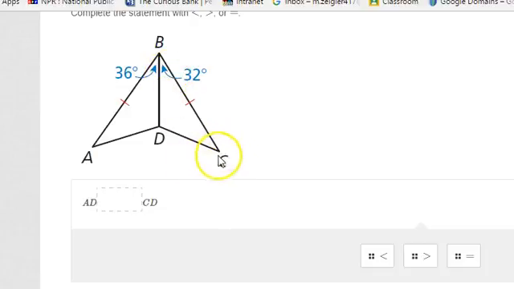But what if I took point C and I kind of stretched it out in this direction so that this 32 degree angle became a 36 degree angle? Then they would be congruent. And what would happen to DC along the way? Would it get longer? Would it get shorter? Would it stay the same? Think about that.